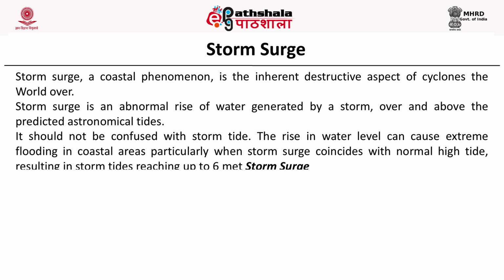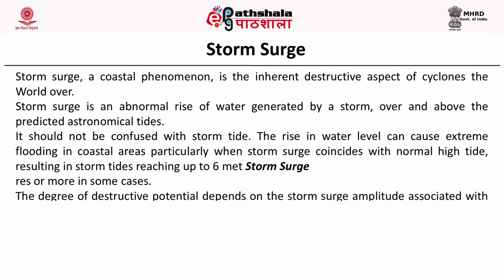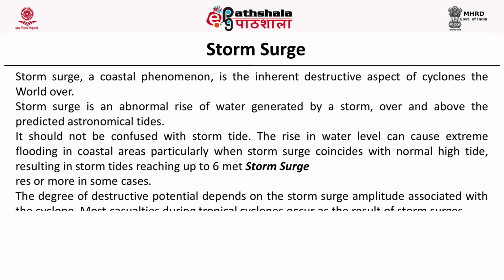Further, a storm surge should not be confused with a storm tide. The rise in water level can cause extreme flooding in coastal areas, particularly when storm surge coincides with normal high tide, resulting in storm tides reaching up to 6 meters or more in some cases. The degree of destructive potential depends on the storm surge amplitude that is associated with the cyclone. Most casualties during tropical cyclones occur as the result of storm surges.